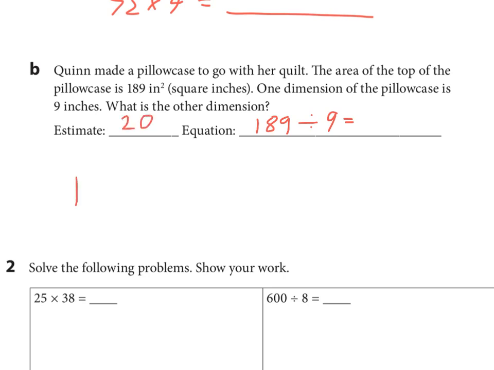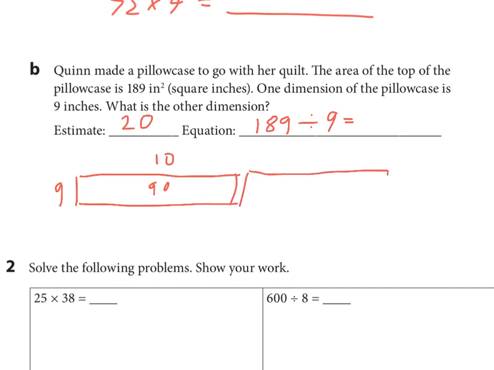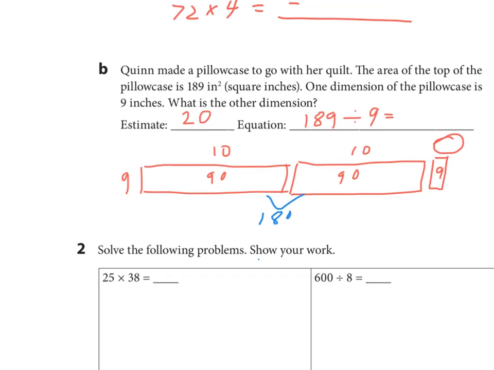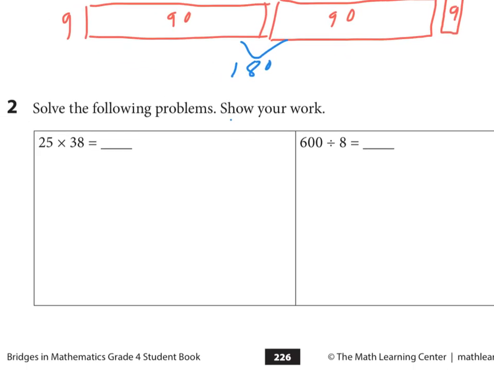Let's do another new method here where we do an array. If I do 9 times 10, that gives me 90. Then I'm going to do another 10, and now I'm up to 180. And then all I need is 9 more. So 9 times what equals 9? Once you have that number, you have your answer. Then we have 2 more down here. Again, solve them however you want, but show your work.